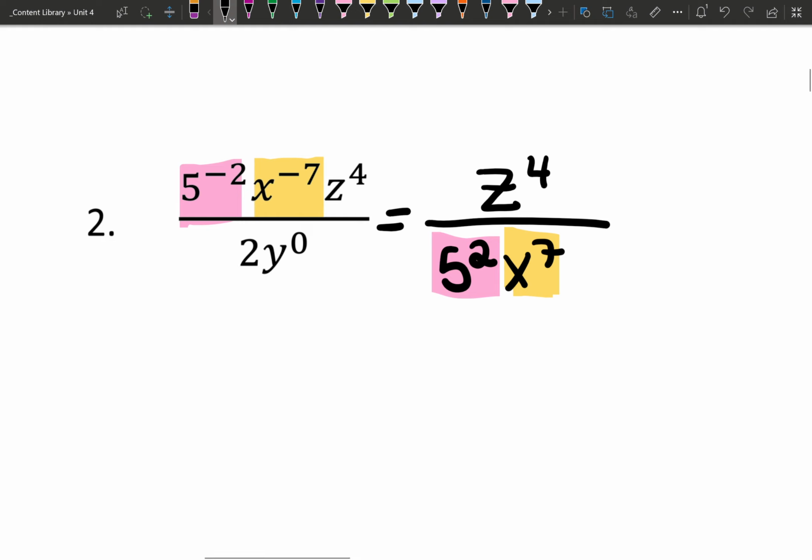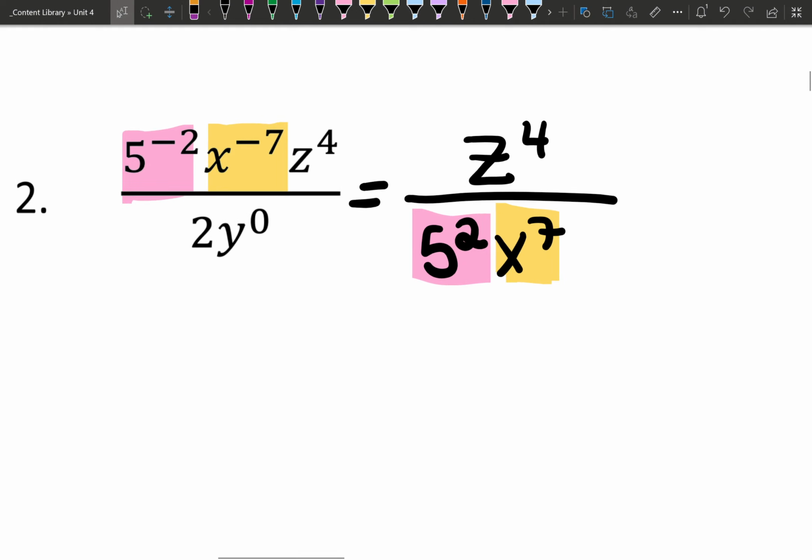Let's look at the bottom of our fraction. The bottom of our fraction has a 2. The 2 has a power of 1. That's positive, so it stays on the bottom of my fraction. Y to the power of 0 is 1.